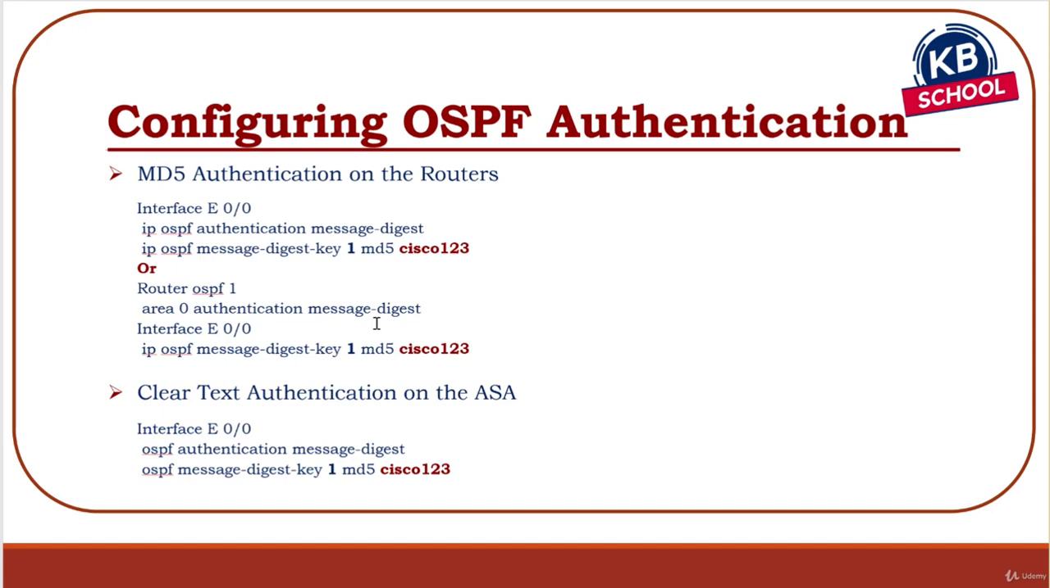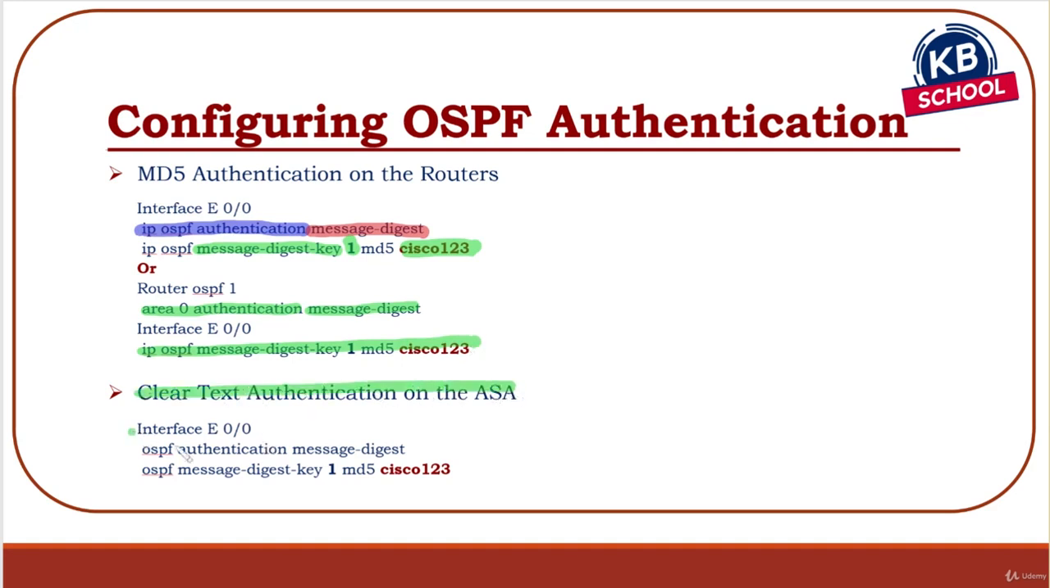So for MD5, same concept. The command for setting up authentication is IP OSPF authentication. This was the same command for clear text, but I complement it with message-digest, making it MD5. And the way you set the key is IP OSPF message-digest-key 1, the key ID, md5 is a keyword, then Cisco123. Again, if I want to do it globally, router OSPF 1, area 0 authentication message-digest, and then under the interface, just the key.